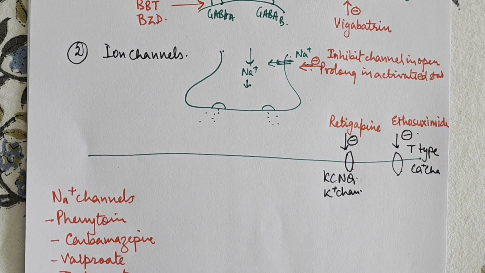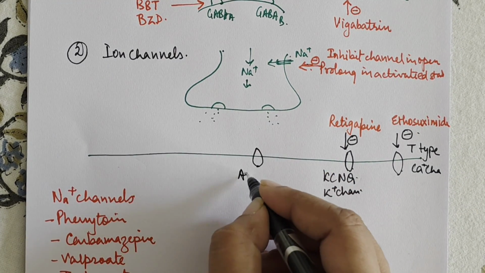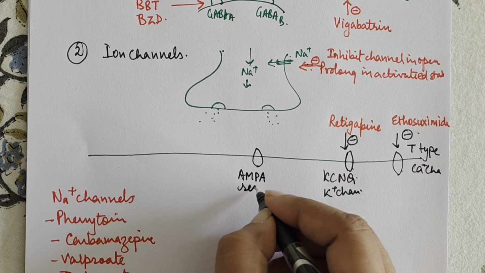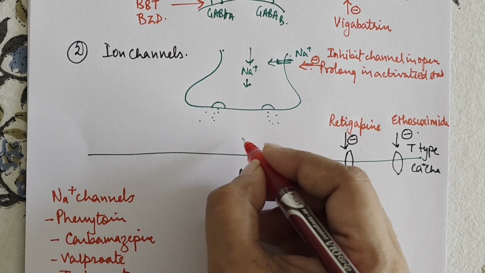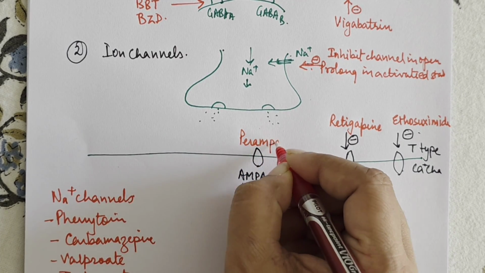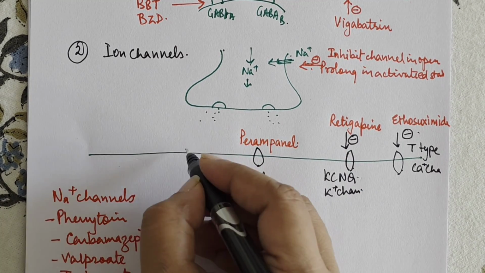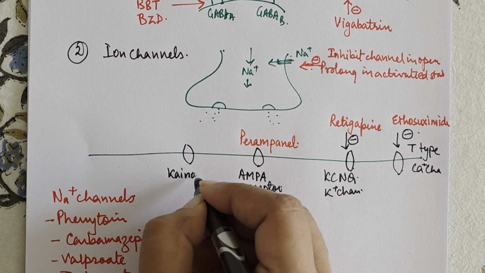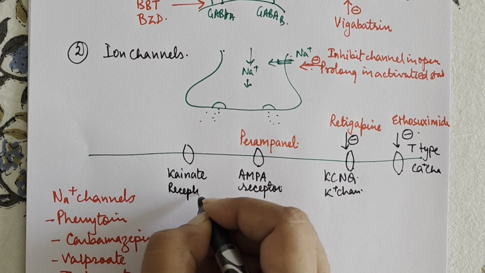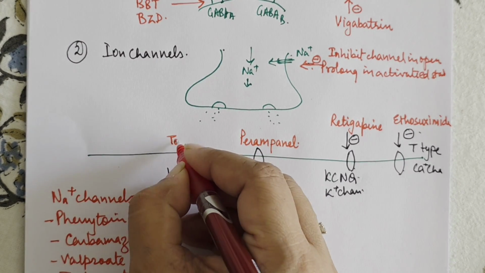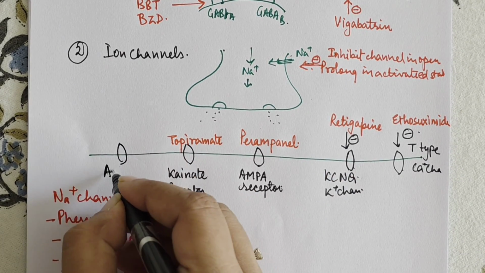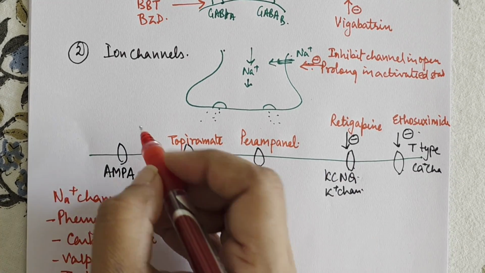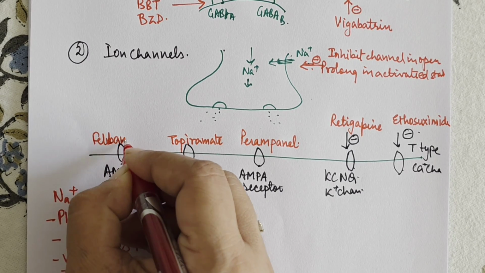Okay. Then there is the AMPA receptor. AMPA and glutamate and aspartate, they are the excitatory amino acids. Now the drug which inhibits the AMPA receptor, that is a new drug, that is perampanel. Okay. There is a receptor which is called the kainate receptor, and this kainate receptor is inhibited by topiramate. Another receptor is the NMDA receptor, which is inhibited by felbamate.